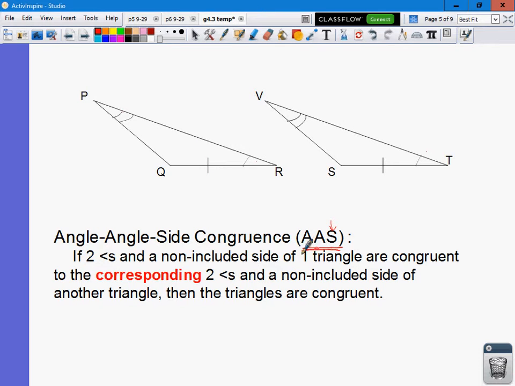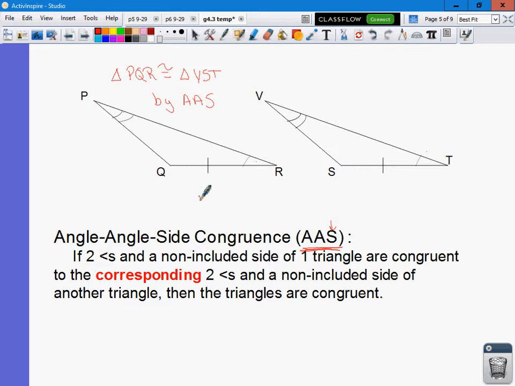Angle, angle, side, congruency. If I look at my two triangles, I can make a congruent statement. If I go PQR, because the first order doesn't matter, what's the other one have to be? It has to be VST. 2 marks to no marks to 1 mark, 2 to none to 1. Okay. I can make this statement by angle, angle, side.